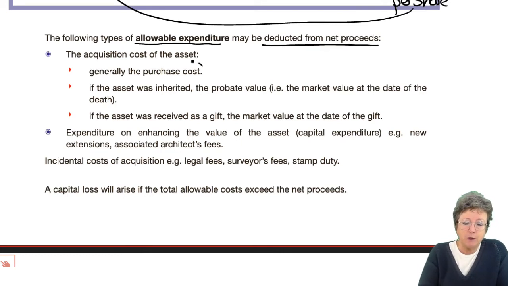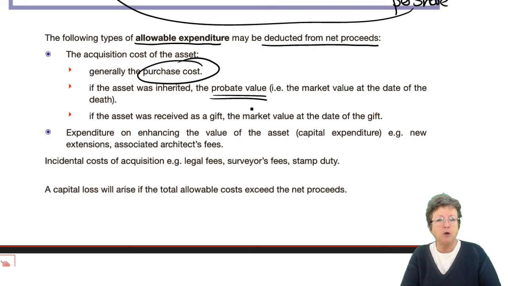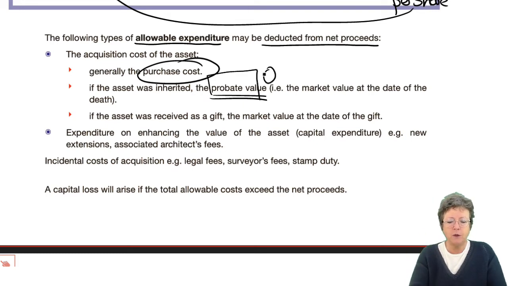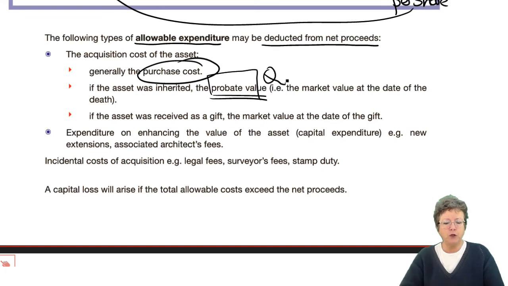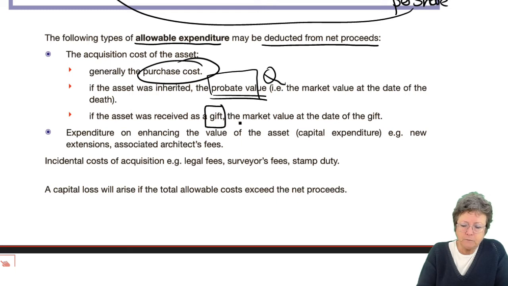So basically what you paid for it. Now, if it was inherited, which might be the case, then it's called probate value. That will be given to you in the question. It's basically the market value at the date of the person's death. So if your great aunt gives you a large number of shares, then the value of those shares at the time of death, and that probate value will be given to you in the question, then that is what you will put in as the cost. And if it's a gift, then it's the market value at the date of the gift.